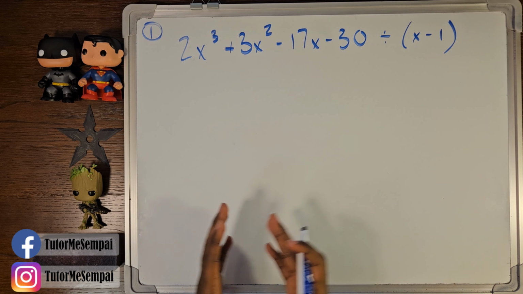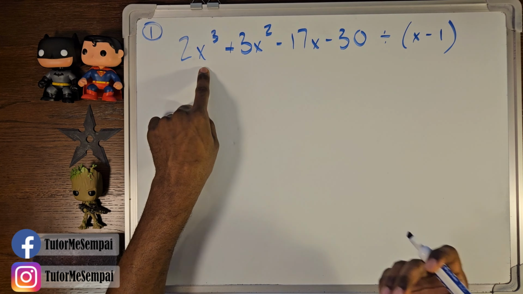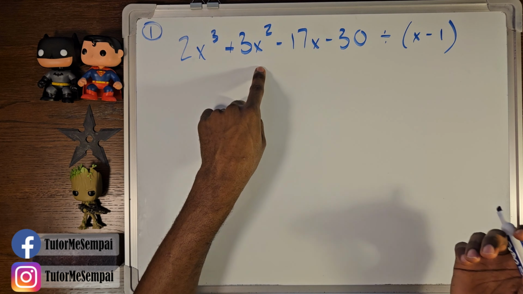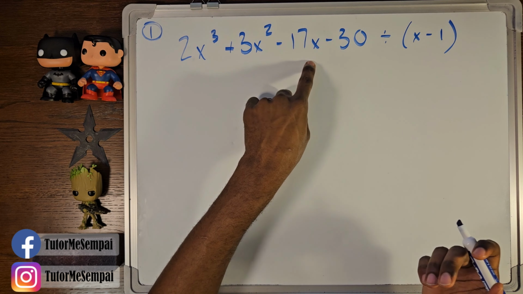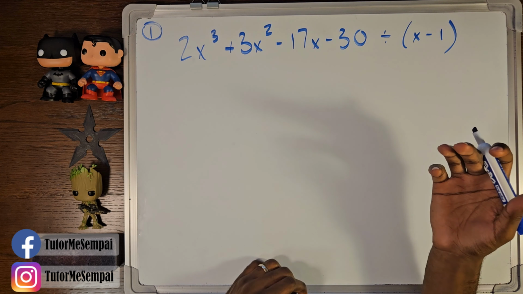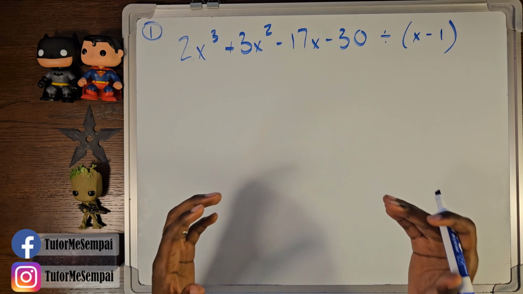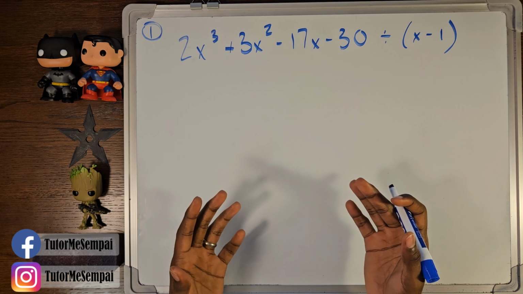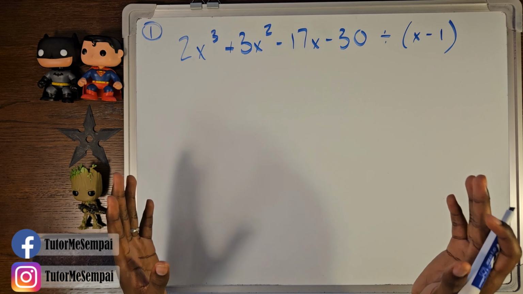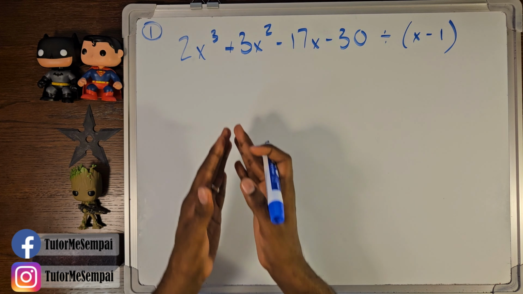So our first question has us looking at 2x^3 + 3x^2 - 17x - 30, and we're dividing it by x - 1. And we want to know what is the remainder. We're not curious about all the factors. We want to know what is the remainder when we do this division.